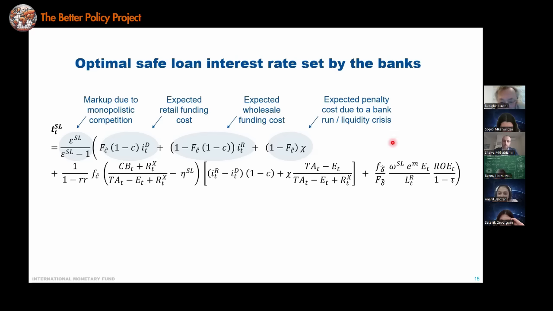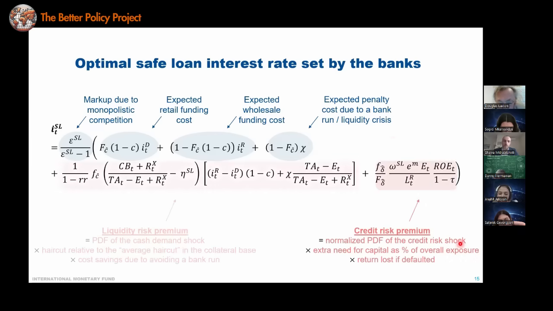But then we have two big terms: first the credit risk premium, and then the liquidity risk premium. For both of these, the premiums are essentially quantity of risk times the price of risk. So let's discuss each in turn.